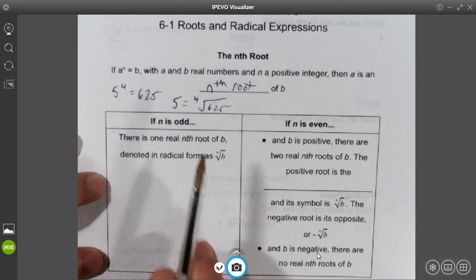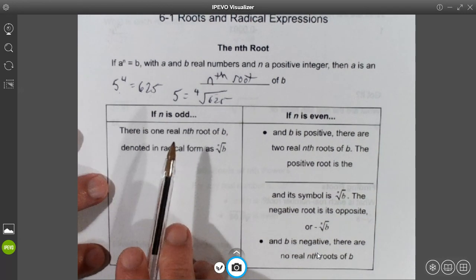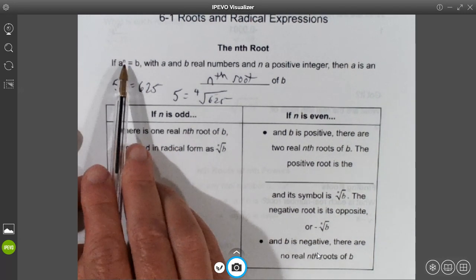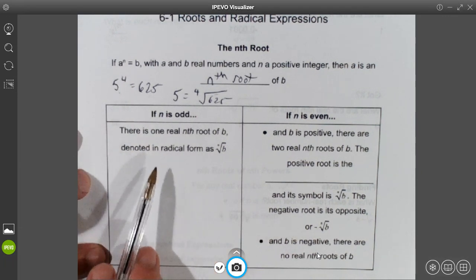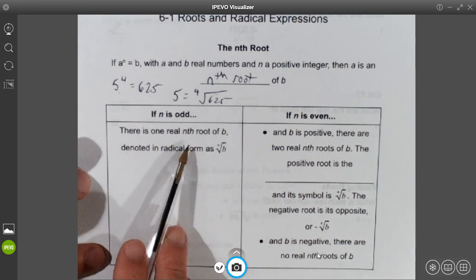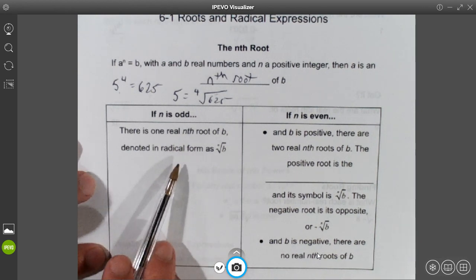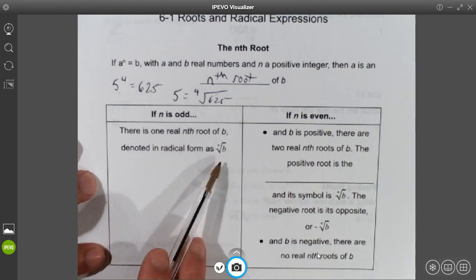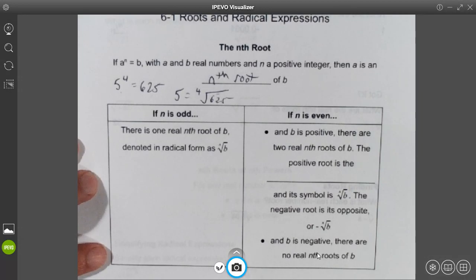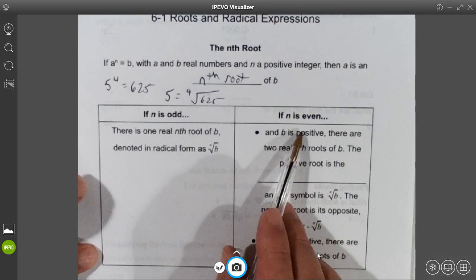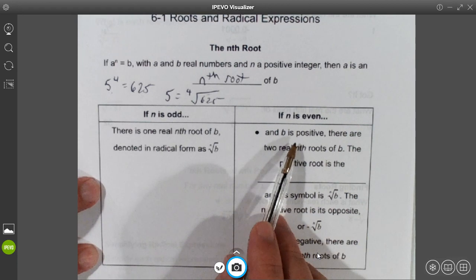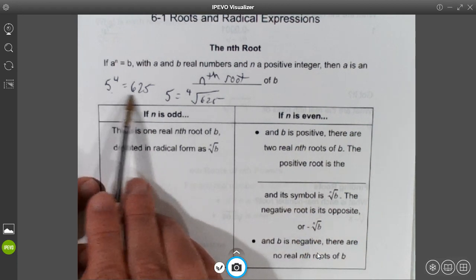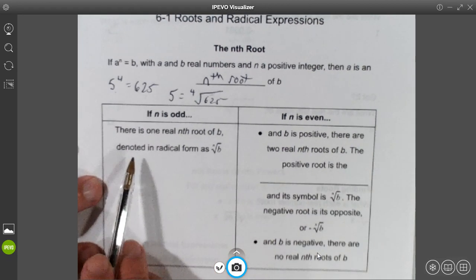Now, a couple things here. If n is odd, so if this is an odd exponent, then there is one real nth root of b, and it's written as the nth root of b. If n is even, and b is positive, we're looking at this situation here. Let's just come back to this.